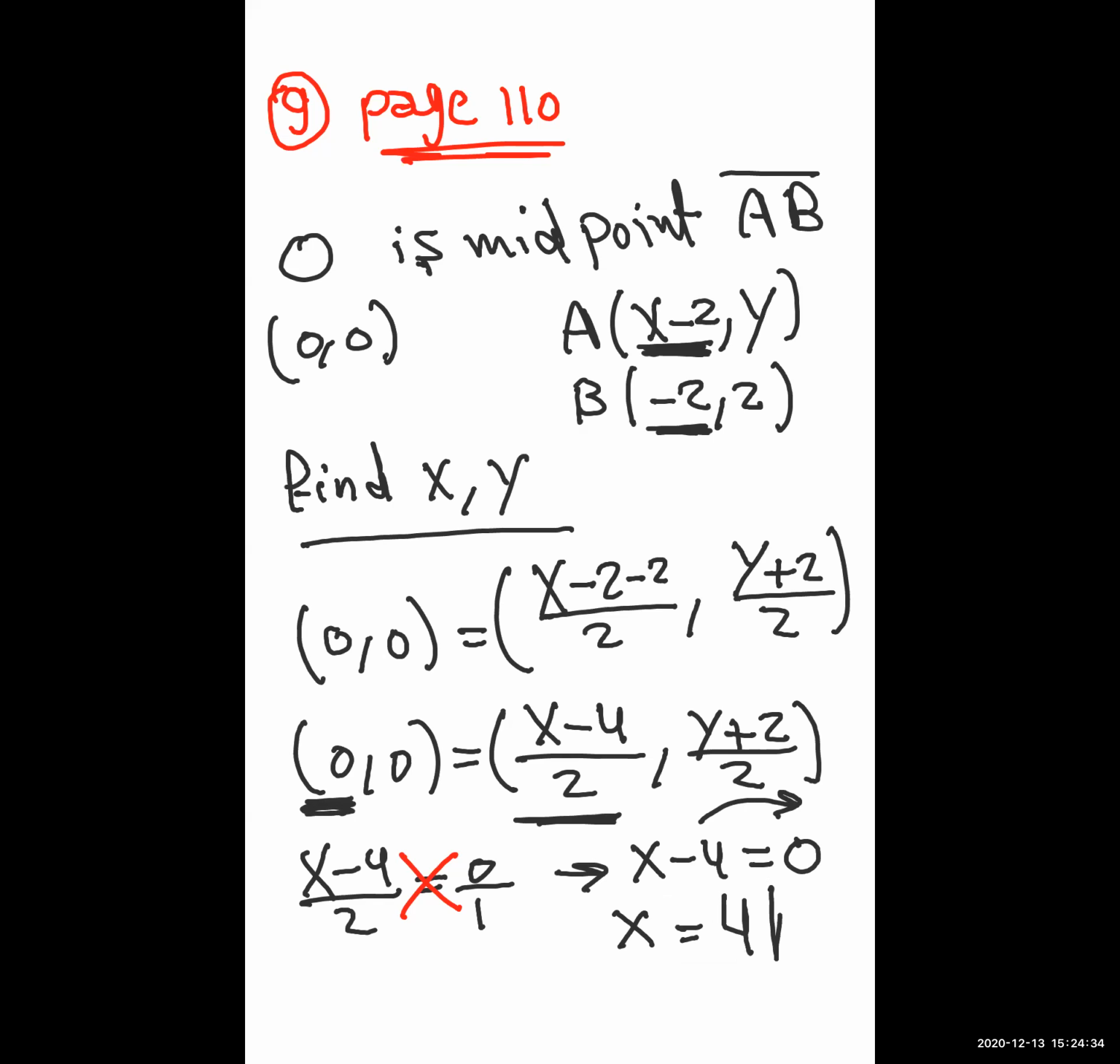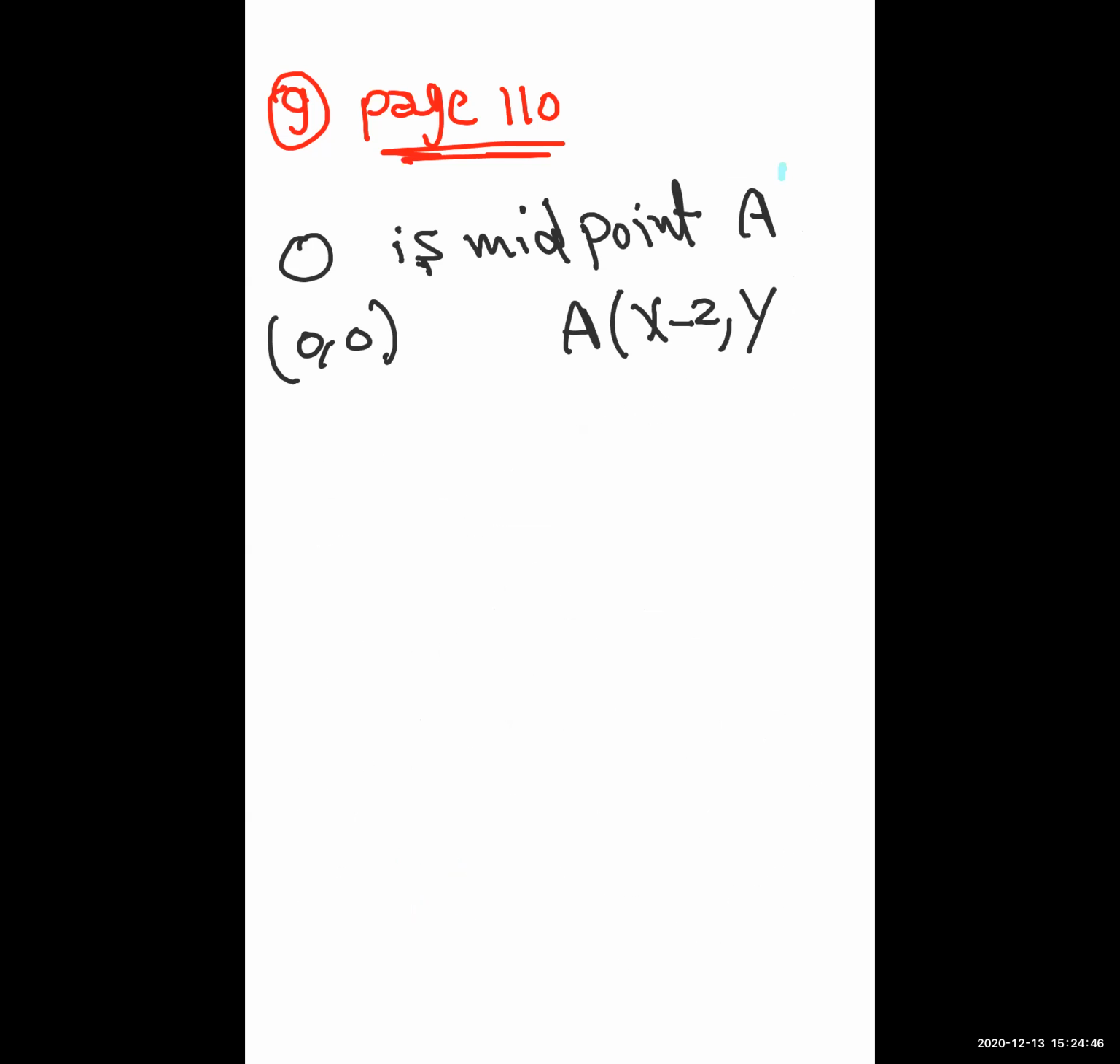Okay? Then the second point: 0 will equal y plus 2 over 2. So let me clear this part here so that we can continue.